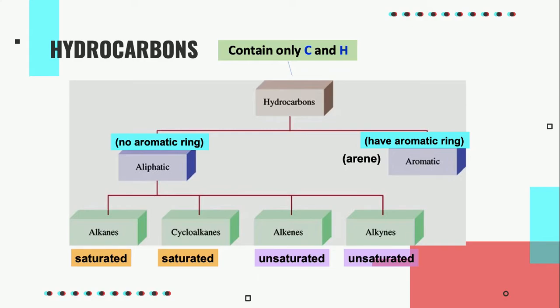Hydrocarbons can be divided into aliphatic and aromatic. Aliphatic is hydrocarbon in which carbon atoms form open chains and has no aromatic ring, while arene has aromatic ring. Aliphatic can be divided into three subcategories, which are alkanes, alkenes, and alkynes. Cycloalkane is in alkane subcategory. Alkanes and cycloalkanes are saturated hydrocarbon, while alkenes and alkynes are unsaturated hydrocarbon.